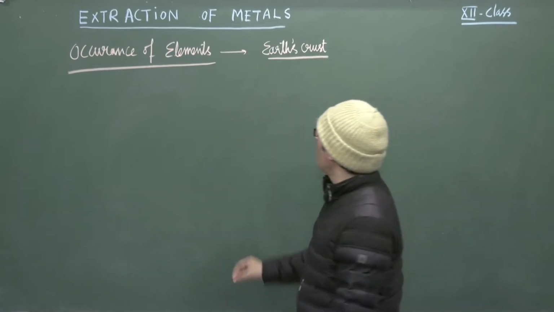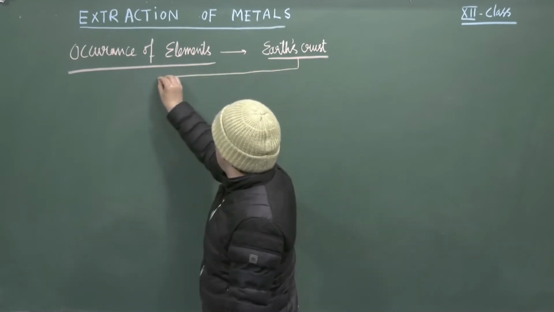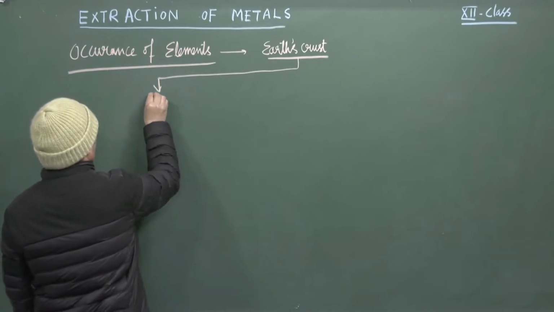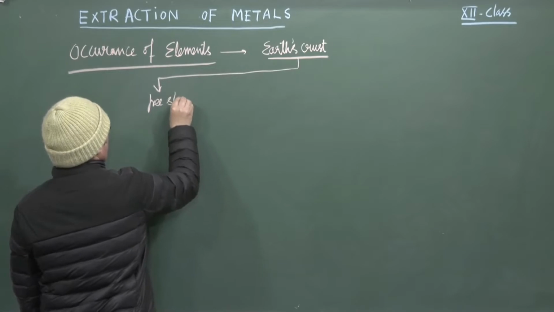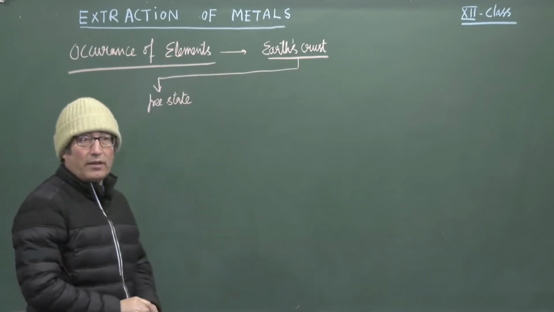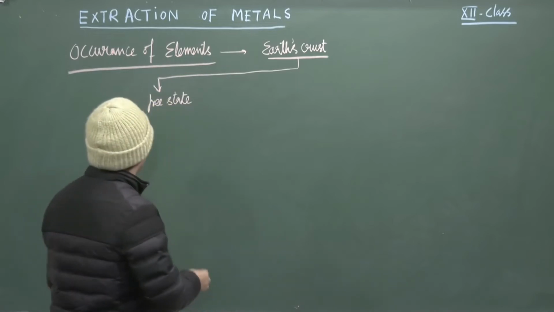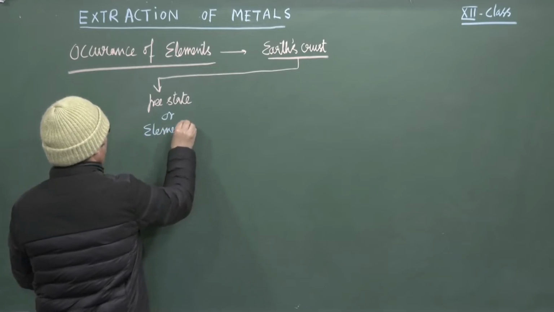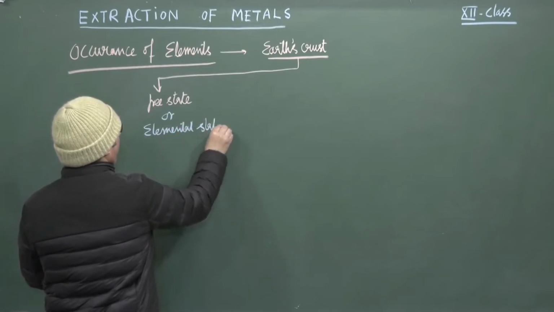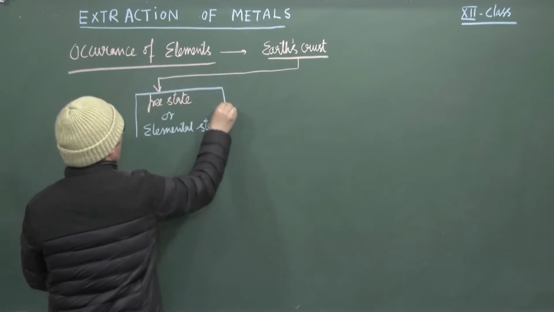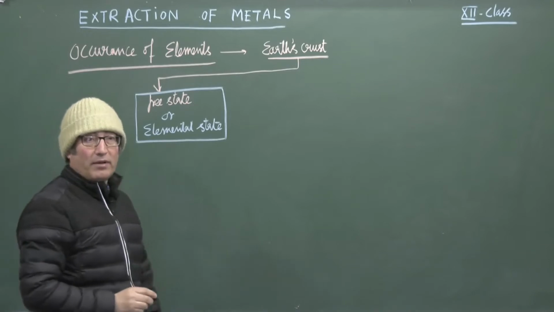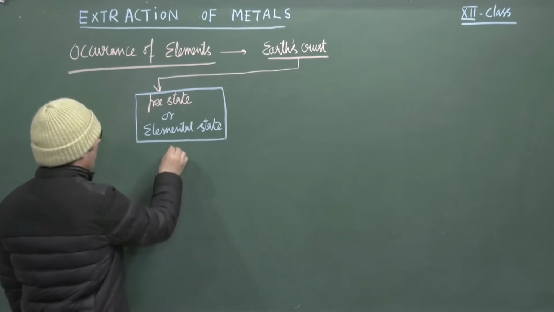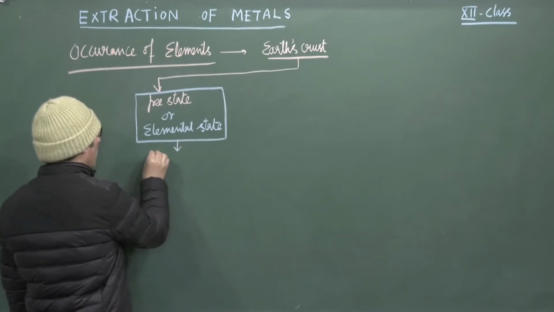And in the Earth's crust, there are very few elements which occur in free state. So there are some elements which occur in nature, in the Earth's crust, in the free state or the elemental state. There are very few of them. And these are the elements which are not highly reactive. So in the elemental state or in the free state, those elements exist in nature which have low reactivity.